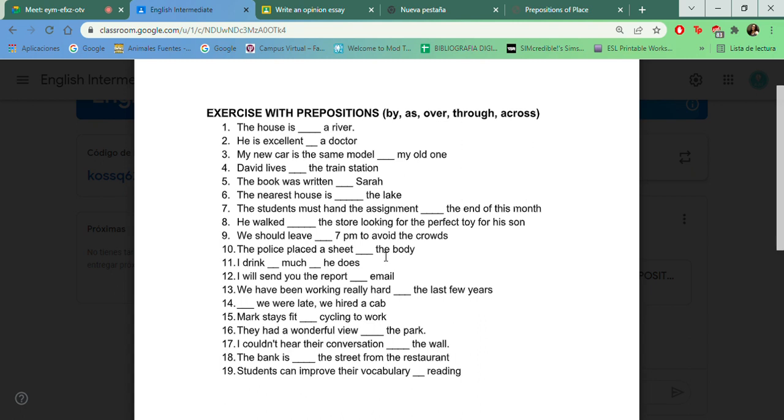Okay, we walk through the store looking for the perfect toy for his son. We don't use "through" for places of a city, for buildings. Go through, we use it for tunnels or more narrow things. I can say here, we walked past the store. Walked past, walked by the store. Okay. Yes.